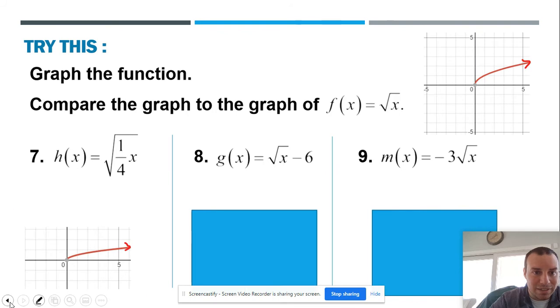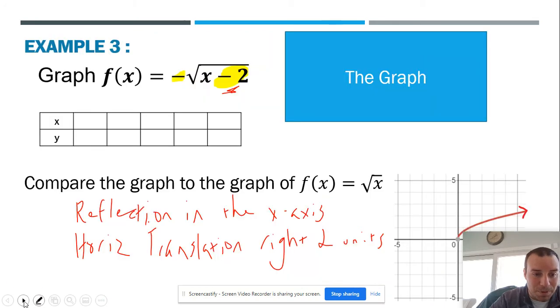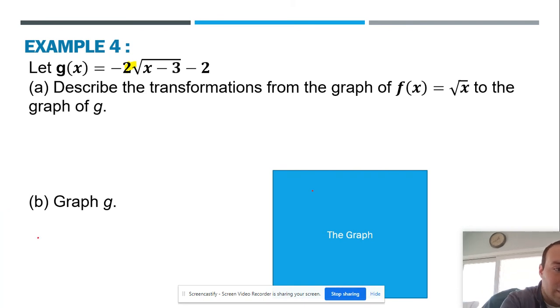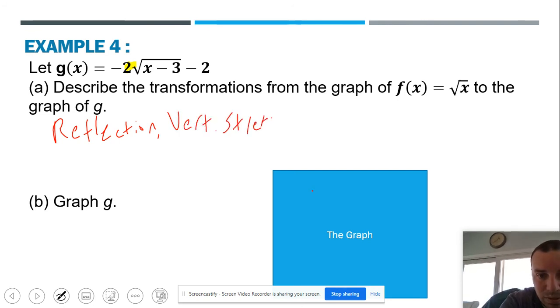Let's go back to our slide. We've got that negative on the outside, so I know that's going to be a reflection in the x-axis. And I've got a 2 on the outside as well, so I know it's going to be a vertical stretch by a factor of 2. So let's go with both of those things first. So we have a reflection, and then we have a vertical stretch by 2.